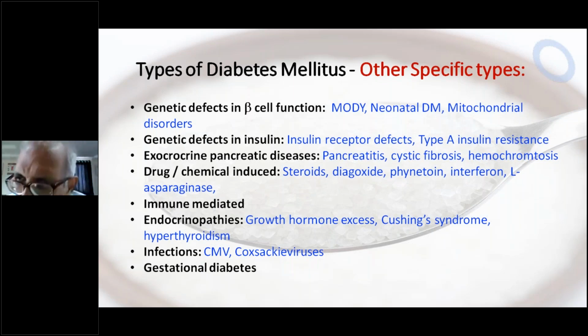Gestational diabetes is an exclusive differential, which occurs only during pregnancy, and after the pregnancy it disappears. Of course, some of them may be prone to diabetes mellitus later, but gestational diabetes is an entirely different entity, and you will learn more about that in the obstetric classes. So we are not discussing much about this, but just understand there is an entity called gestational diabetes.